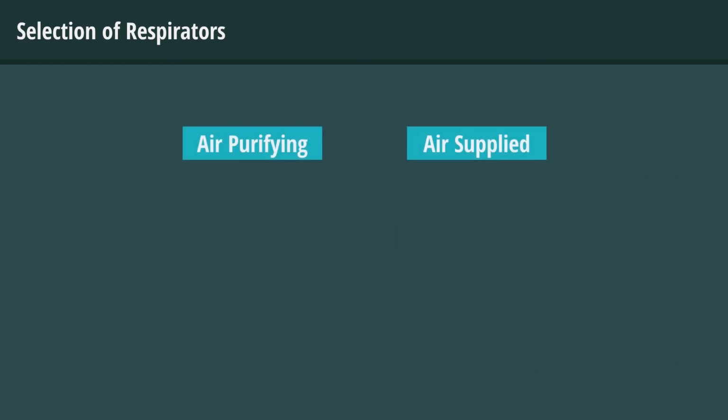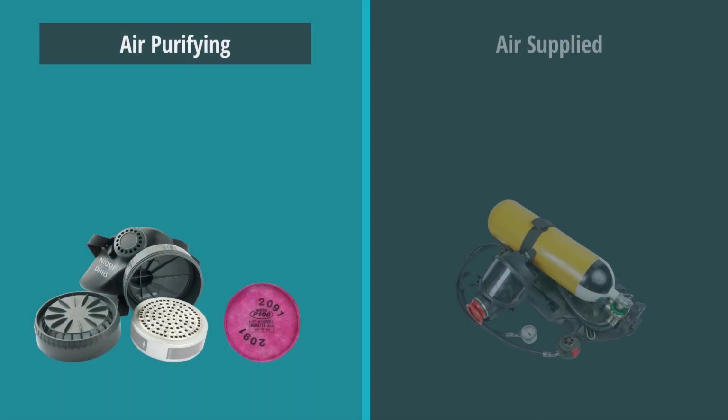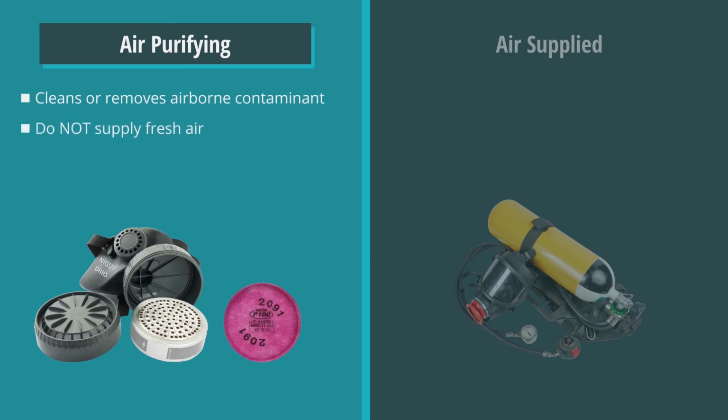There are two basic categories of respirators: air purifying and air supplied. The most common type of respirator is the air purifying type. As the name indicates, an air purifying respirator cleans or removes an airborne contaminant as it passes through a purifying element of the respirator, such as a mechanical filter or a chemical cartridge. Air purifying respirators do not supply fresh air and therefore must never be used in a potentially oxygen-deficient environment.